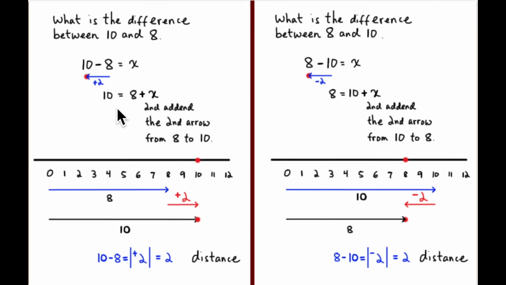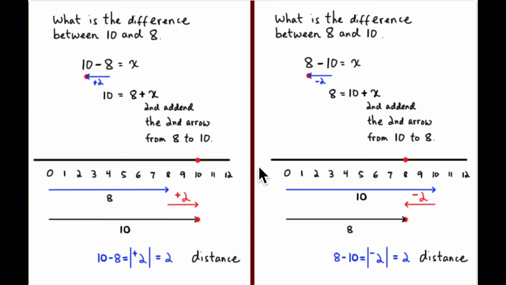Writing this as a missing addend problem, it becomes 10 is equal to 8 plus x. So this is the second addend. It's the second arrow from 8 to 10. So if you go from 8 to 10, that's a positive 2 units. So to answer this question, what value plus 8 equals 10? It's a positive 2. Notice that the distance is the absolute value of a positive 2, which is 2. So this is positive 2, it's 2 units, and it's moving to the right.